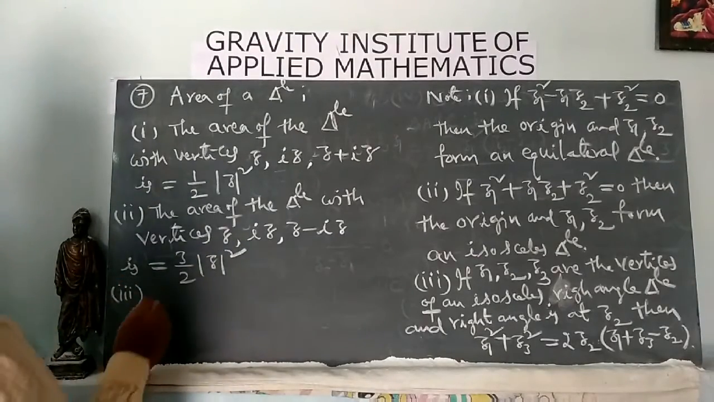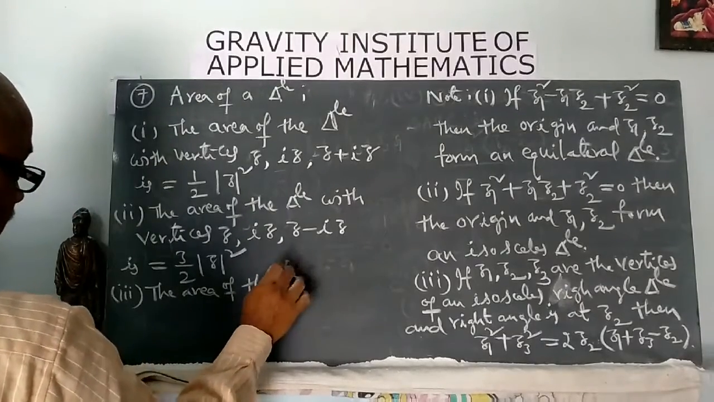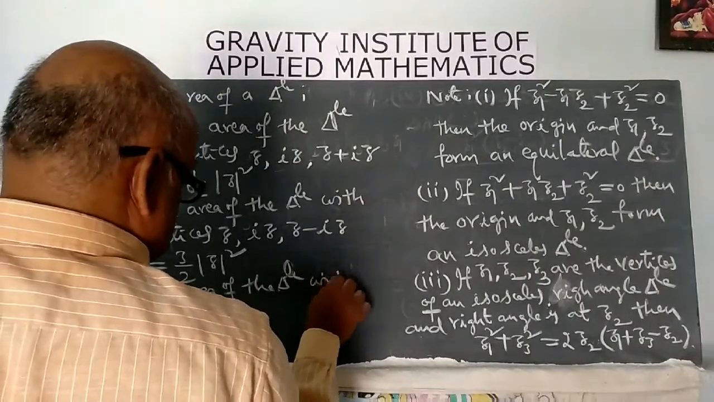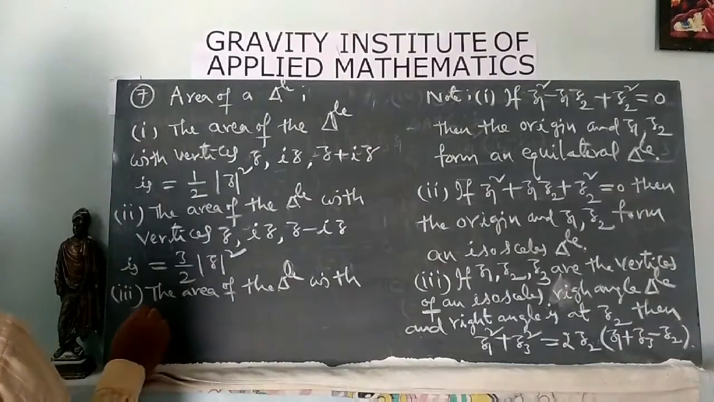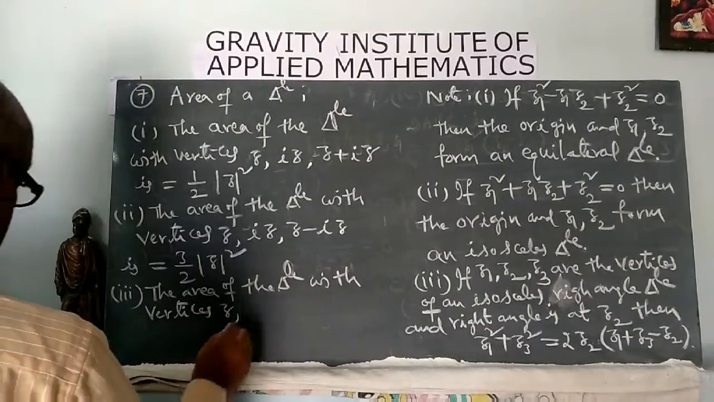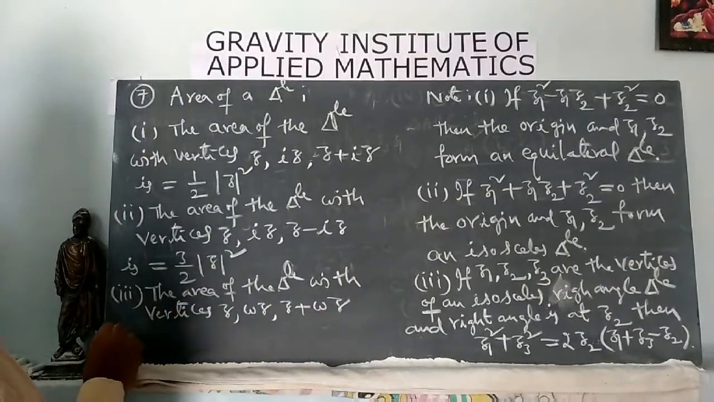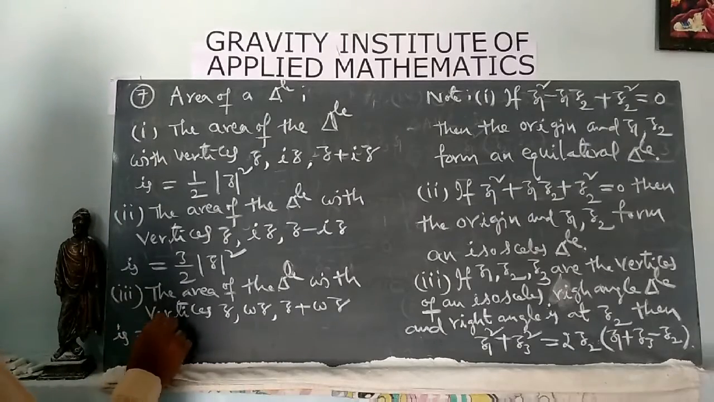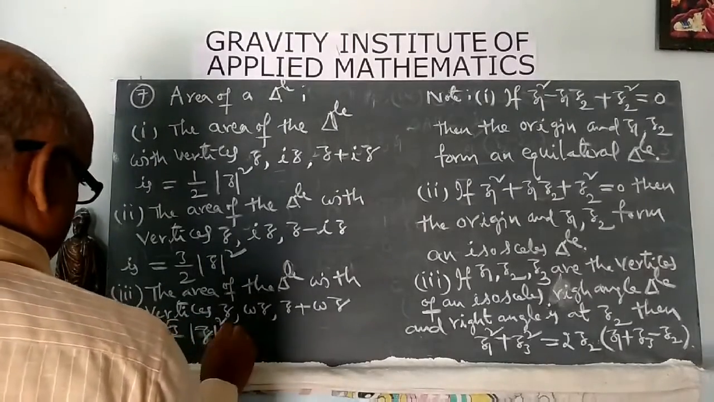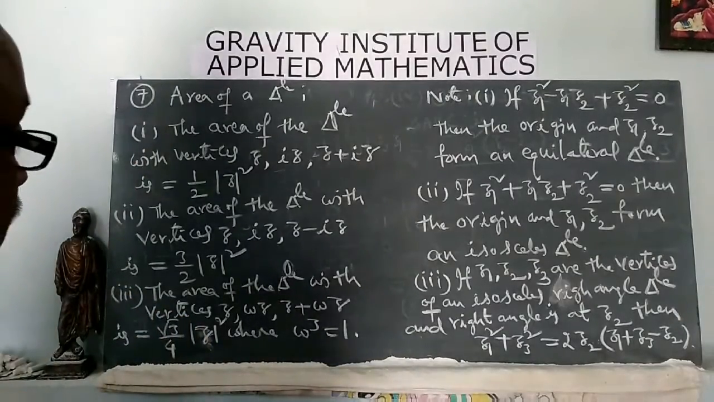Third subpoint. The area of the triangle with vertices z, omega z, z plus omega z is equal to root 3/4 mod z square, where omega cube is equal to 1. Omega is the cube root of unity.